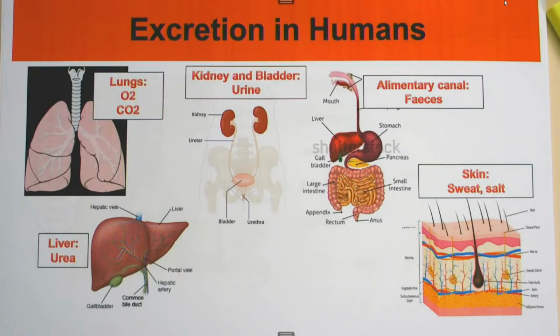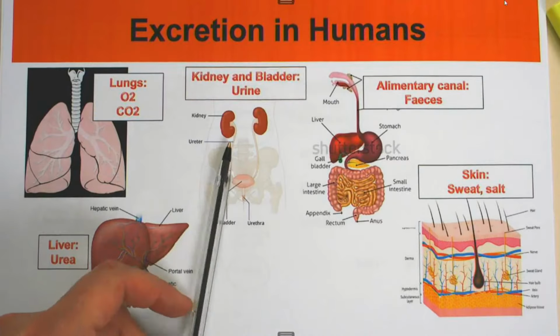As you can see here, we were talking about the lungs. The lungs get O2 in and give CO2 off, so to speak. Inhale, exhale. CO2 is a waste product, so it must go out. It's excretion. Now we're going to look at the kidneys.